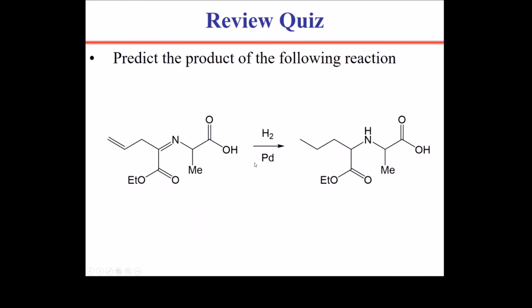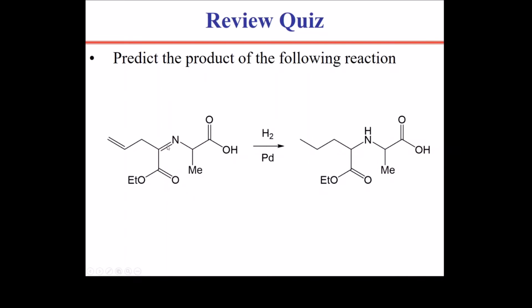Catalytic hydrogenation typically hydrogenates alkenes, so that one you should have seen as being hydrogenated. And then it will hydrogenate a carbonyl group that is part of an aldehyde or a ketone, but not a carboxylic acid or an ester. So neither of these two carbonyl groups, these pi bonds, would be changed during catalytic hydrogenation.